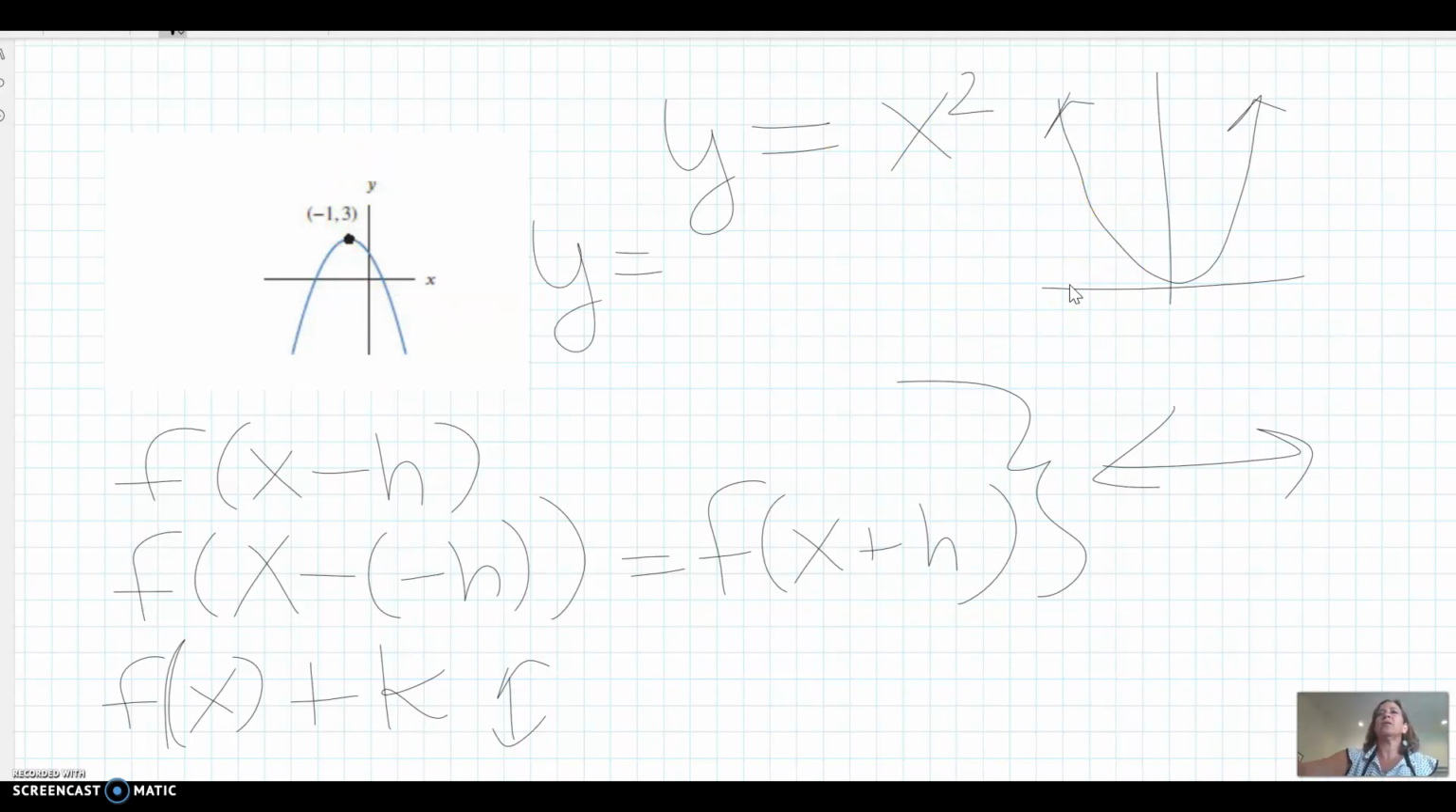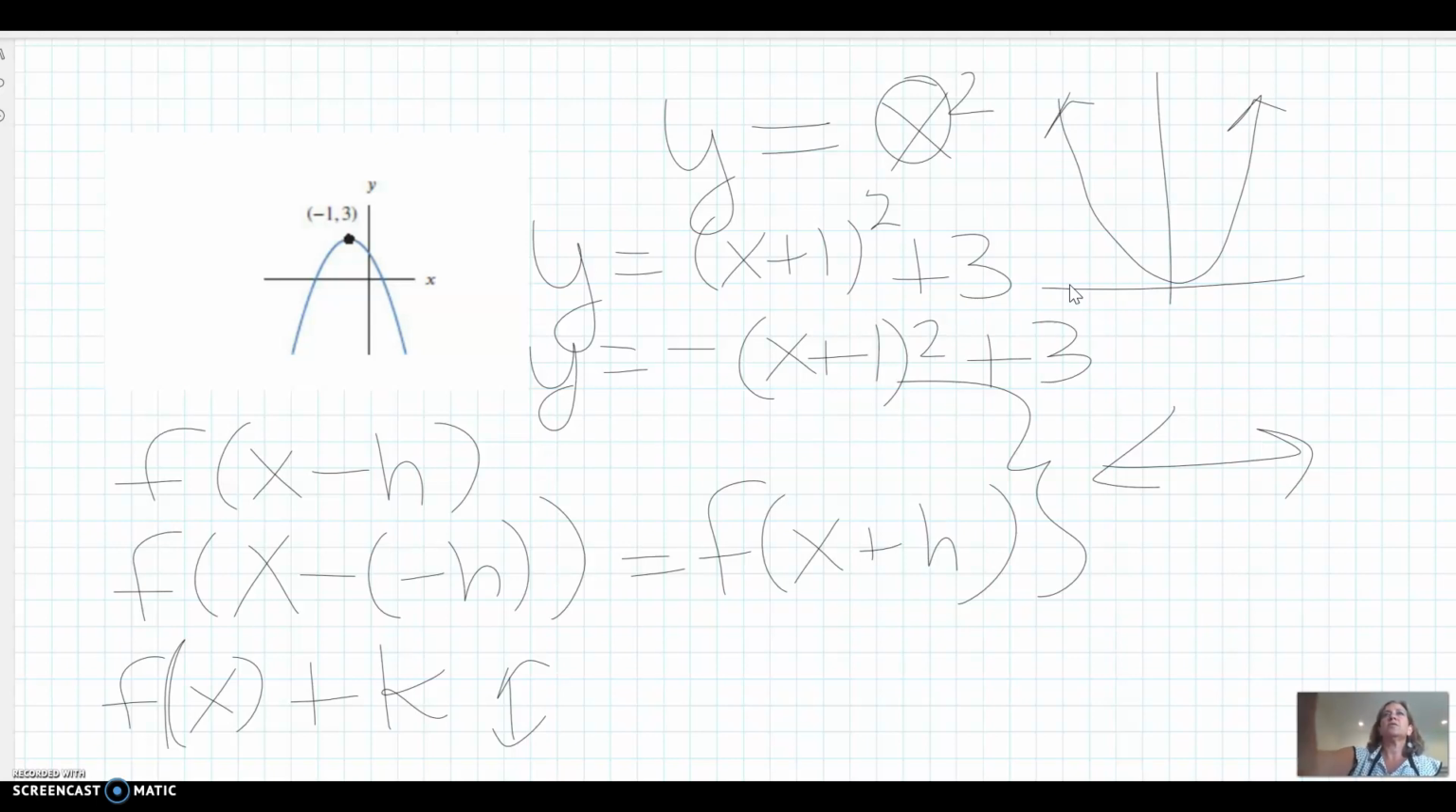So that would look like x plus 1, and that whole thing is squared because I'm changing my input from x to x plus 1, and then I'm going to add 3 to that afterwards. That's going to shift the whole graph up. Now if I want to flip this thing upside down, I need to make it opposite. So my final answer is going to be negative (x plus 1) squared. That flips the whole thing upside down, and then I'm going to add 3 to shift it up.